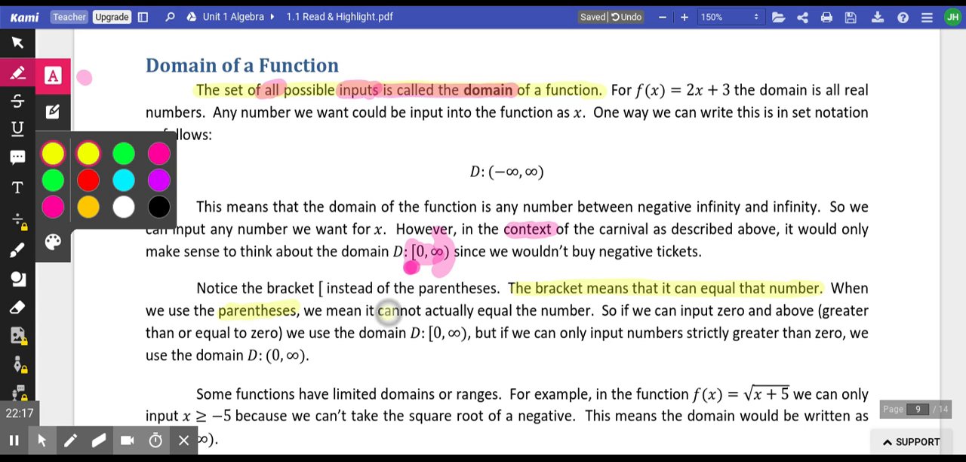Parentheses cannot equal the number. Bracket, it can. And I will tell you right now, infinity will always have a parenthesis. With this bracket, you can sell 0 tickets to the carnival.